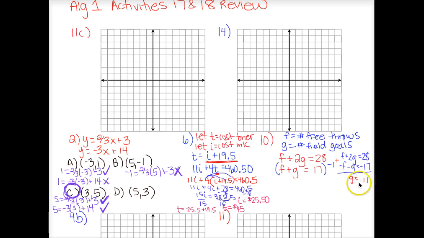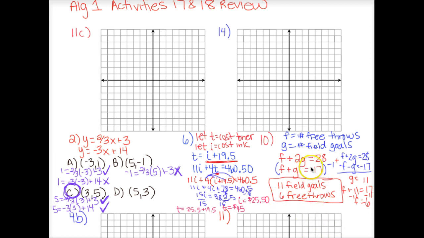So look, lucky me, G is already solved for. I know that G is 11, so that means I know Jeremiah made 11 field goals. To find the number of free throws, I need to plug it back into one of the originals. Doesn't matter. I would probably use this one because it's a shorter equation. So F plus 11 has to equal 17. So subtract 11. And now I know that F is 6. So 6 free throws. So I did have room to write my labels on this one.